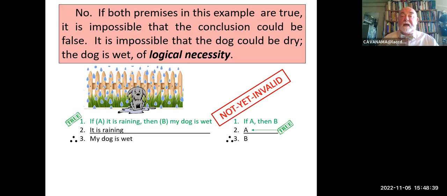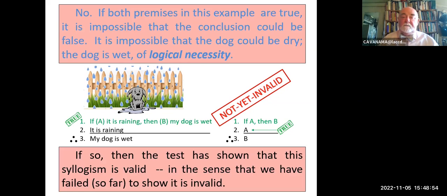But more or less, we can show that these true premises produce a false conclusion. We're going to take it as if it were valid. Valid means not yet shown to be invalid. Well, here we've failed to show that this one is invalid, so we're going to say, for the moment at least, it's valid. And that's the sense of validity.